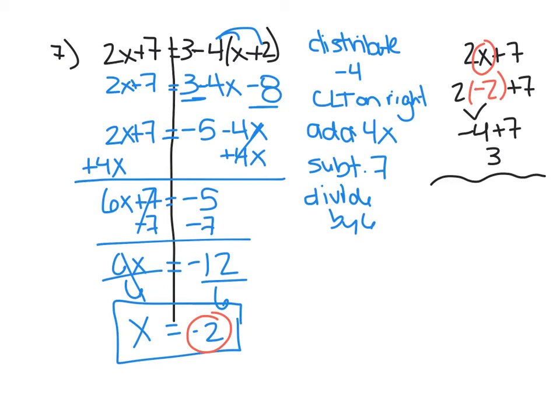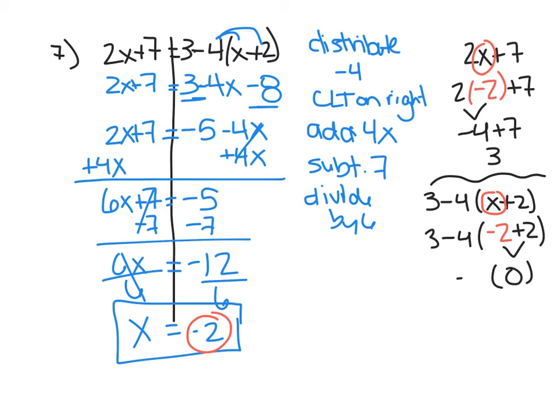Second side, I have 3 minus 4 times x plus 2. Order of operations says first we're going to substitute it. So the negative 2 goes in for that x. Order of operations says we have to do what's in parentheses first. So negative 2 plus 2 is 0. So I have 0 times negative 4 times 3. 0 times anything is 0. So I have 3 minus 0. 3 minus 0 is, in fact, 3. So it worked out. That was one of the longer types of solving equations.